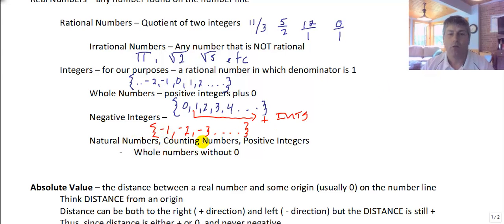Natural numbers, counting numbers, positive integers, those are all the same thing. I've already talked about that. Those are the whole numbers without 0, or our positive integers. So if you hear us talk about natural numbers or counting numbers, those are the numbers we're talking about.